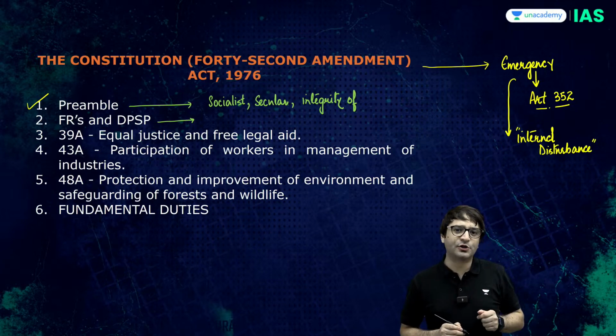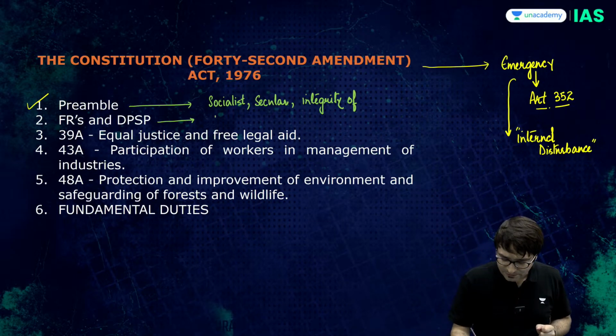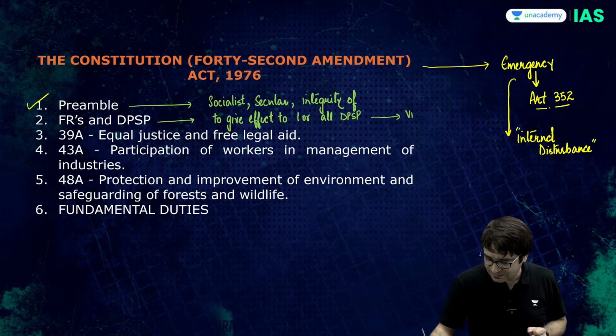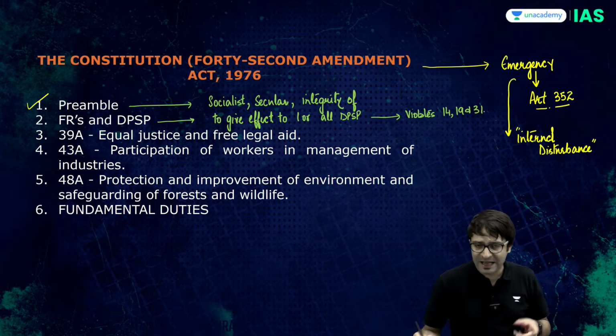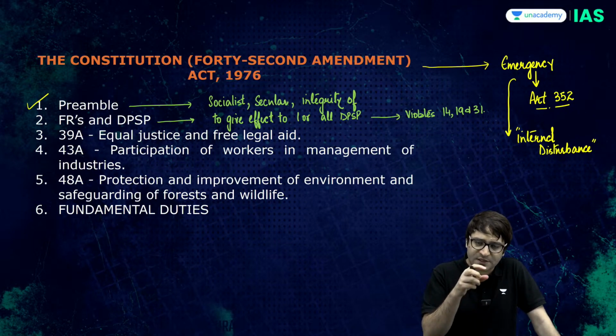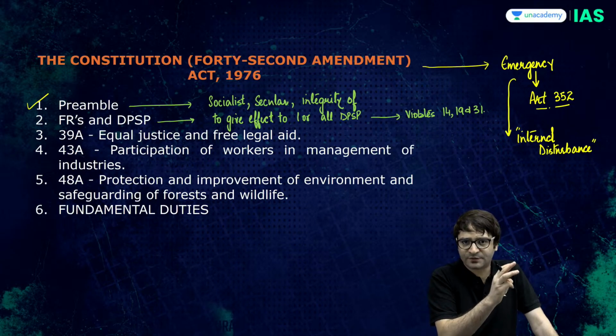Fundamental rights and directive principles. It was this 42nd Constitutional Amendment Act which says if Parliament wants to enact a law to give effect to one or all DPSPs and in the process violates Articles 14, 19 and 31, merely on this ground, the law shall not be declared unconstitutional. Which means this 42nd Constitutional Amendment Act tried to give primacy, superiority to all directive principles over three fundamental rights, 14, 19, 31.